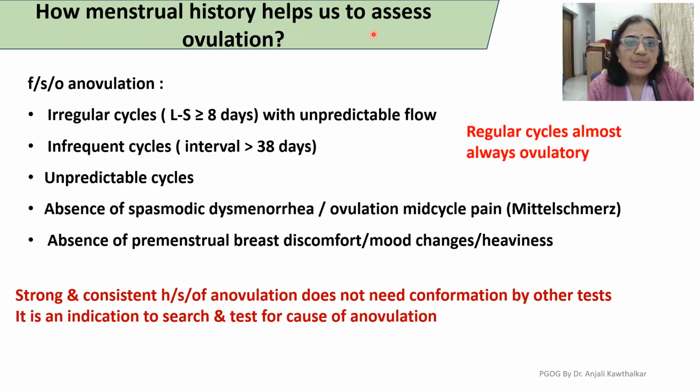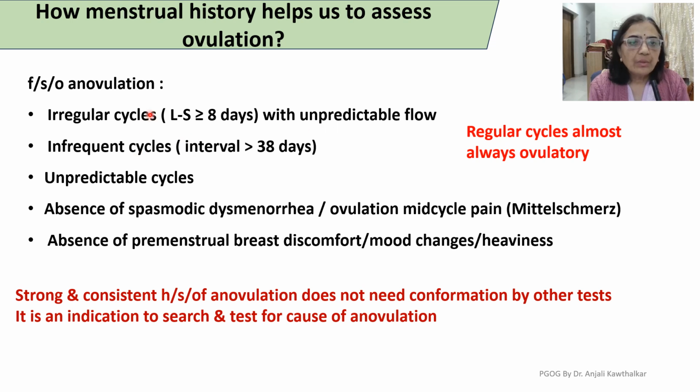Now, how does menstrual history help us to assess ovulation? Features suggestive of anovulation will be irregular cycles. The definition of irregular cycles we have already seen, as it has been given by the PALM-COEIN classification system. Irregular cycles are when the difference between the longest cycle and the shortest cycle is greater than or equal to 8 days. Then we call a cycle irregular. So the presence of irregular cycles with unpredictable flow, that means sometimes the blood flow is more, sometimes it is less, also goes in favor of anovulation.